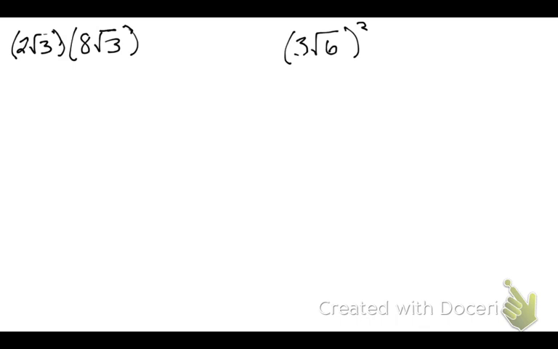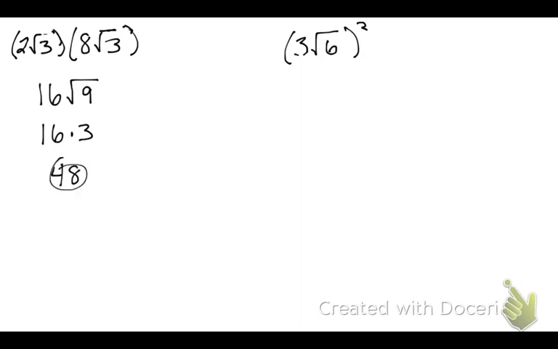Let's look at a couple more. Here we have 2 root 3 times 8 root 3. And this would be 16 times the square root of 9. But the square root of 9 is just 3. And 16 times 3 is 48.